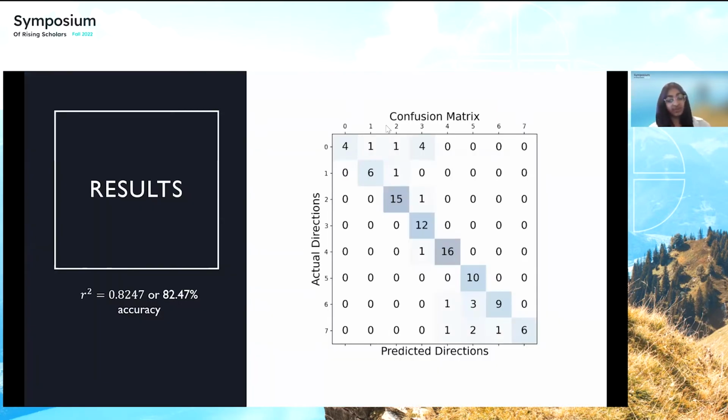So my results: my final R squared was 0.8247, or 82.47% accuracy. As you can see in the confusion matrix on the side, a lot of the issues lay with the 0th and 7th directions, because as you can see, there were 4 correct answers and 6 correct answers to that, respectively. That will come into play later.